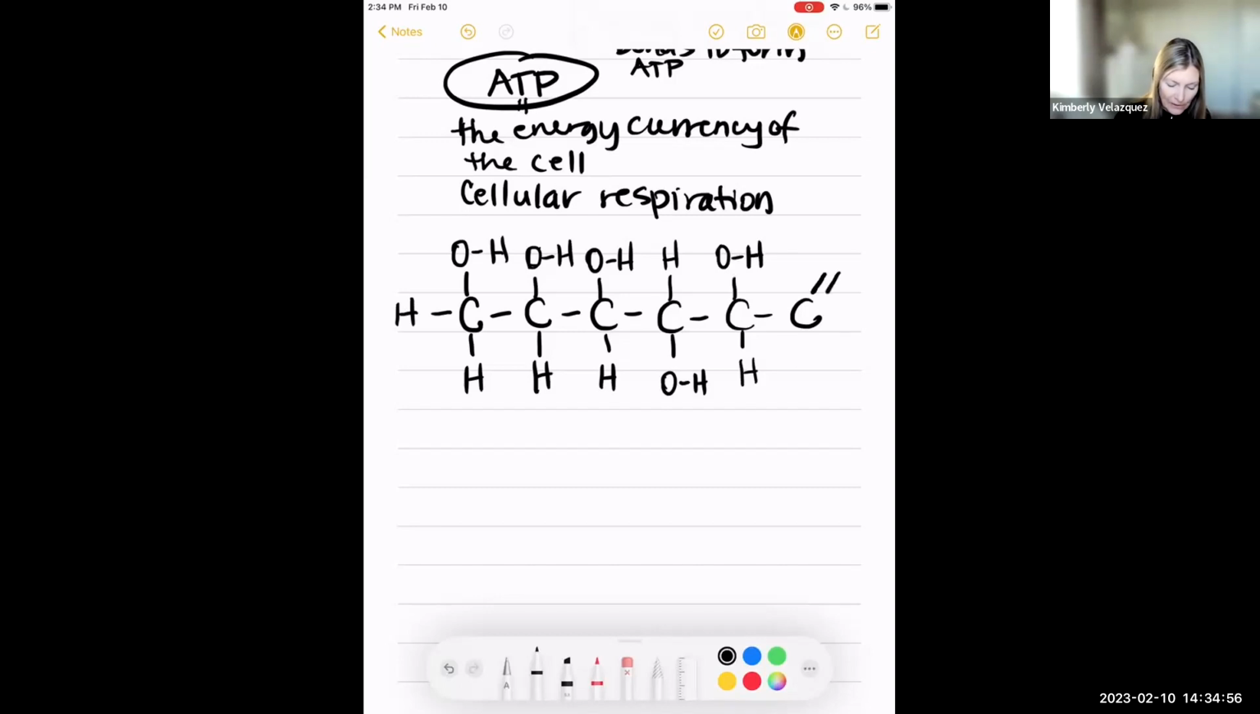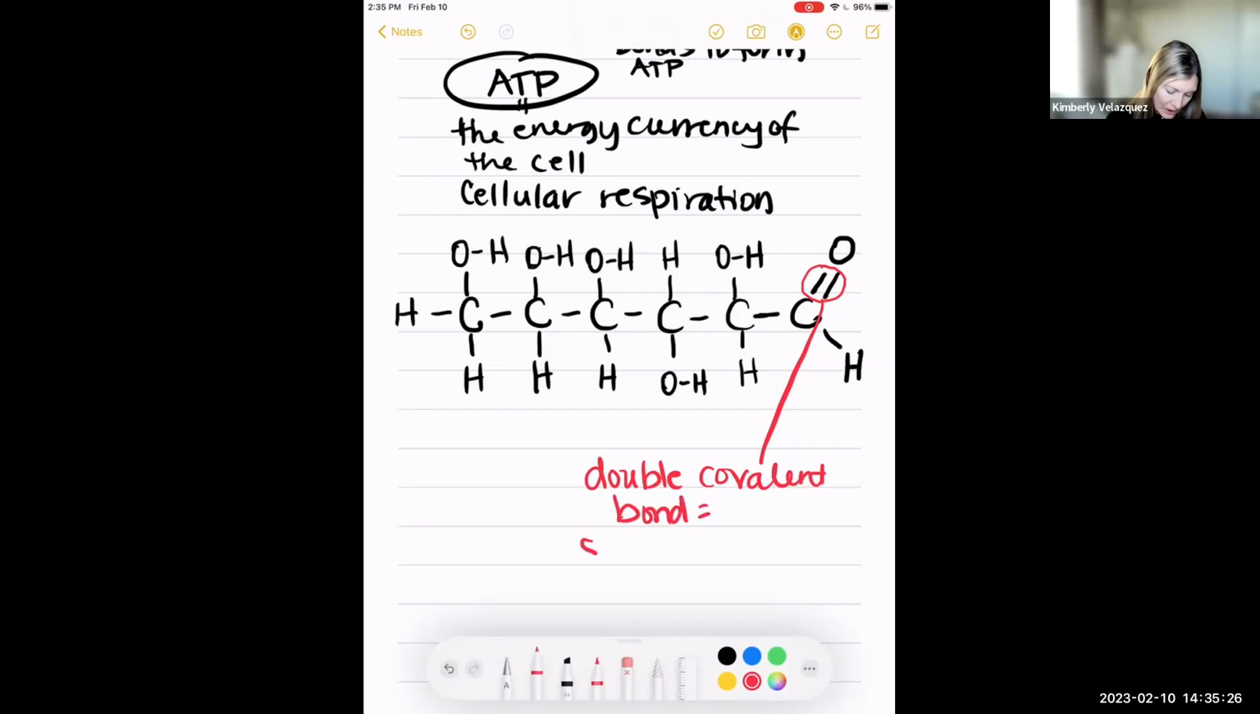You're about to see our first double covalent bond. Okay, a couple of things about this that are really important. Number one, every time there's a line, that is a covalent bond, sharing electrons to complete the outer electron shells of those atoms. This is a double covalent bond, which is sharing 2 pairs of electrons.